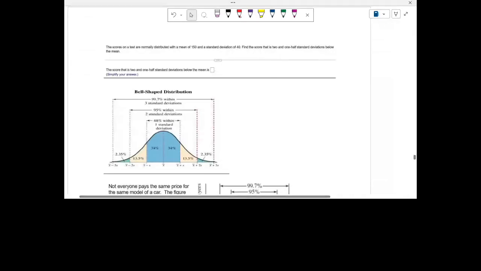Okay. So if I look here in my next problem and it says, again, the scores on a test are normally distributed with an average of 150. So here we go. There's my 150. My standard deviation is 40. So y'all look, here that's 40, here that's 40, here that's 40, but it's also 40 going in that direction. Now, what we want to do is we want to find a score that is 2.5 standard deviations below.